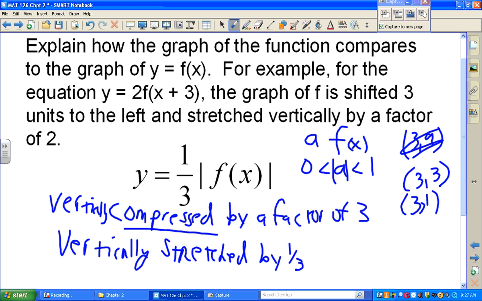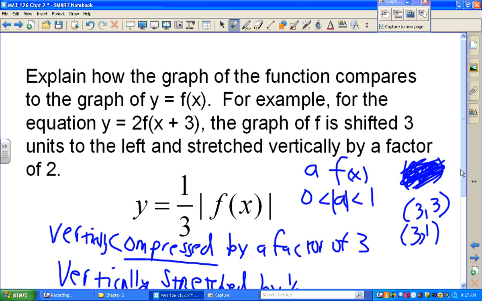Questions on that? Outside affects the y's, inside affects the x's. Yeah. No, I said that point wouldn't actually be on the original absolute value of x. Okay, so that was a bad example. So I went from 3, 3 to 3, 1. Okay. All right, moving on.